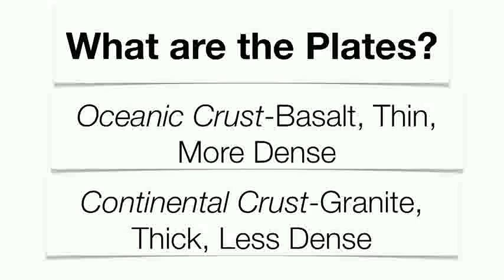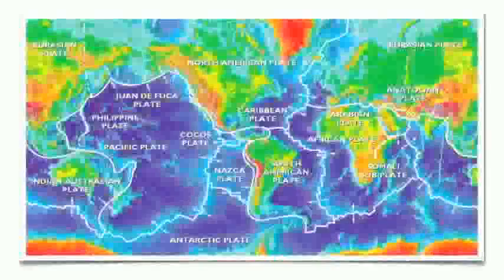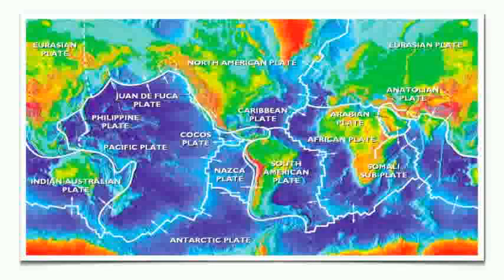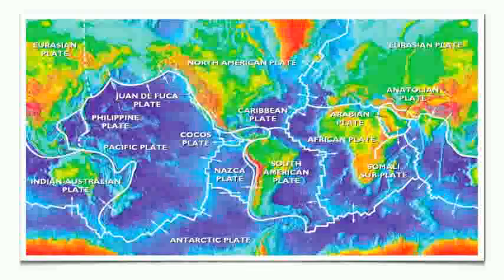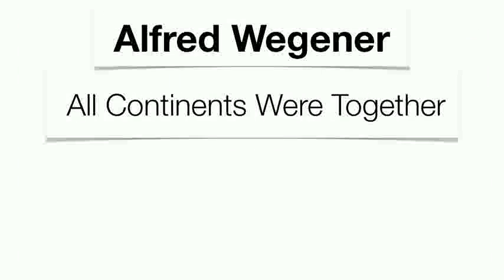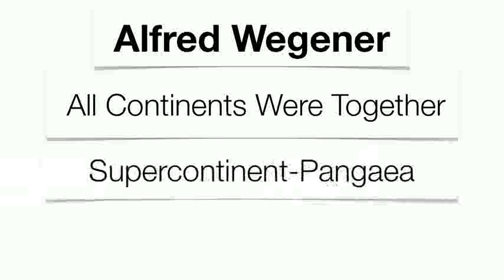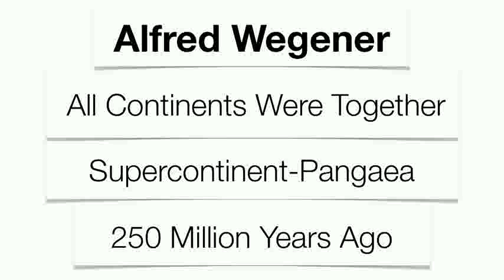Those crustal plates are constantly interacting with each other, either crashing together, pulling apart, or sliding side by side. And that's kind of the foundation behind the theory of continental drift. Well, Alfred Wegener was the man that came up with this idea. And he came up with this ludicrous idea that our continents were all a single landmass that he called Pangaea. And supposedly this existed about 250 million years ago.